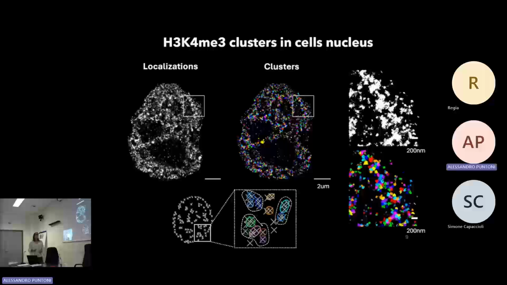And thanks to this type of technique, single molecule localization microscopy, we have an image, but we also have the coordinates of each molecule of my sample. This is quite important because it allows us to implement different quantitative methods. Here I started from the localizations, and then I divided them into aggregates, so into chromatin clusters, depending on the density of the molecules. And here, different colors represent different clusters.